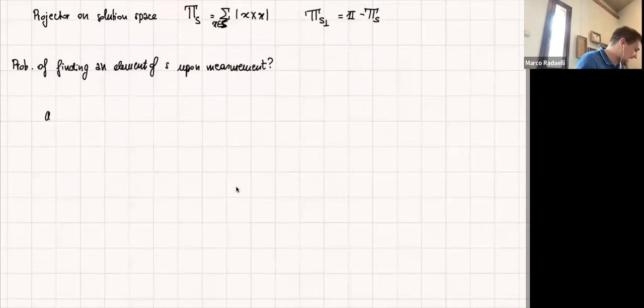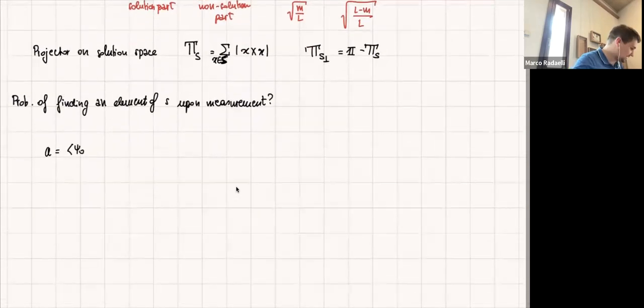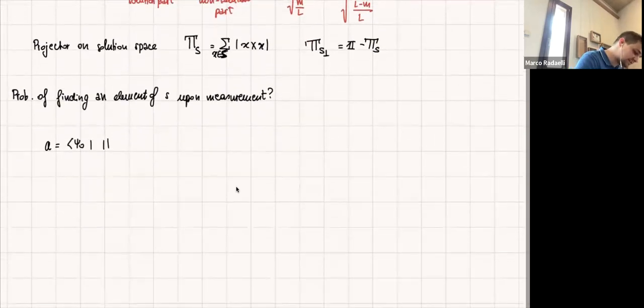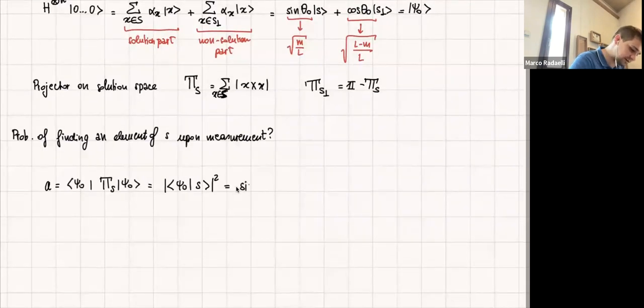So let's define this probability A. And this probability is given by, okay, the initial state psi naught, which I've not defined, is this. Then I just project on the solution space. This is the same, as you can see, as doing the norm of the projection of psi naught on S, squared, which is sine squared theta naught, or M over L.